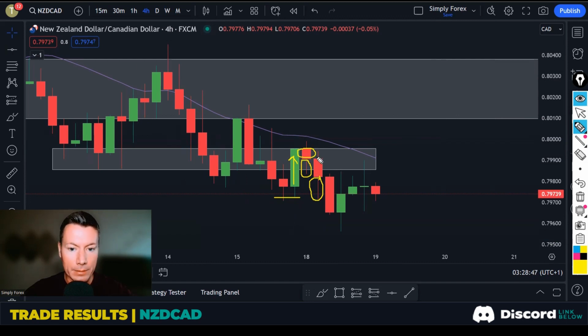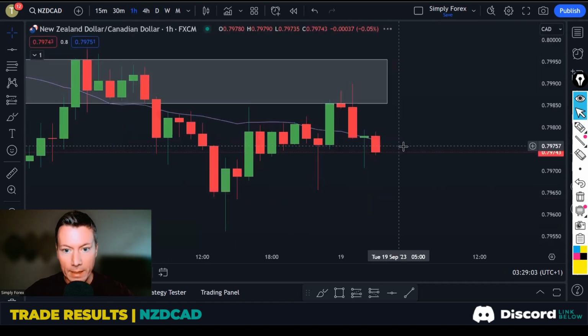Yeah, as it happens, it came down further. But for those reasons, I didn't get in on the trade. And I was also in Euro Canadian dollar as well, guys. So these pairs would be correlated.